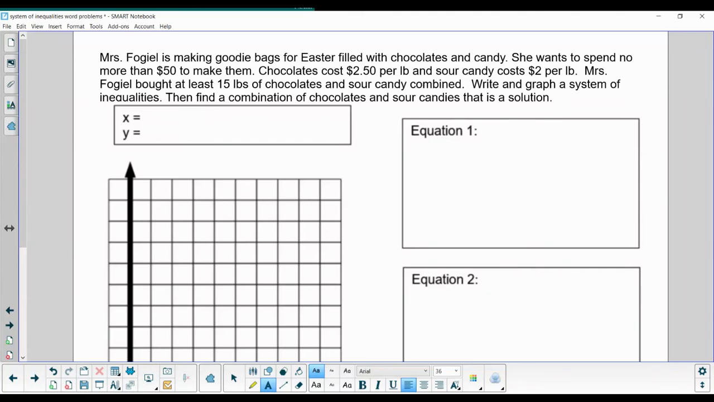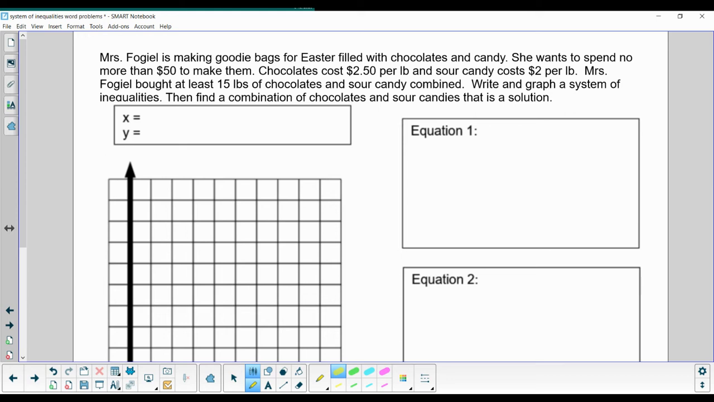So today we're going to look at writing two different equations from one word problem. We want to start by identifying our variables, writing our equations, and then working on graphing and finding a solution. So the first thing we're going to do is read through our word problem.